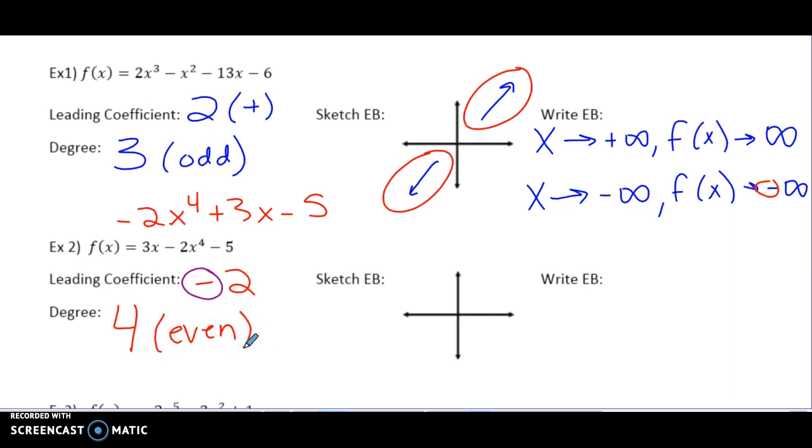Anytime you hear the word even, I want you to think of a quadratic. What are you going to think of for odd? A line. Quadratic is even. It's either up, up, or down, down. This one is negative, so it is down, down.